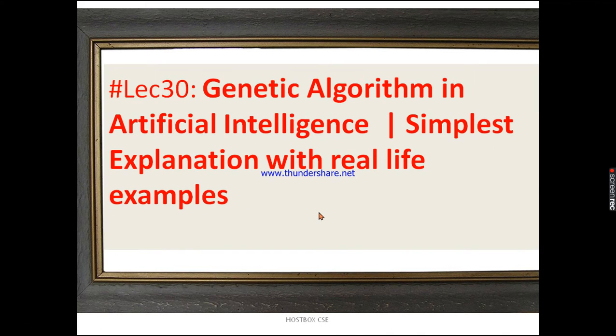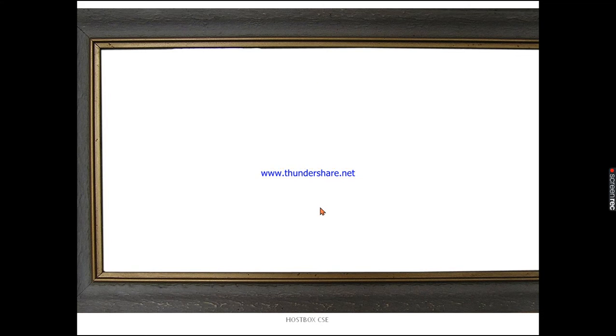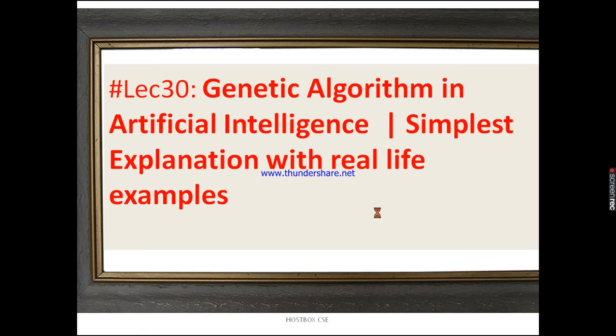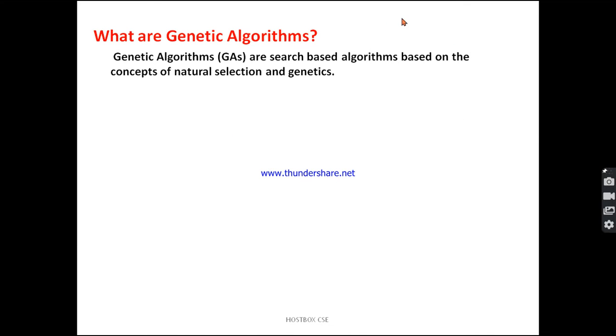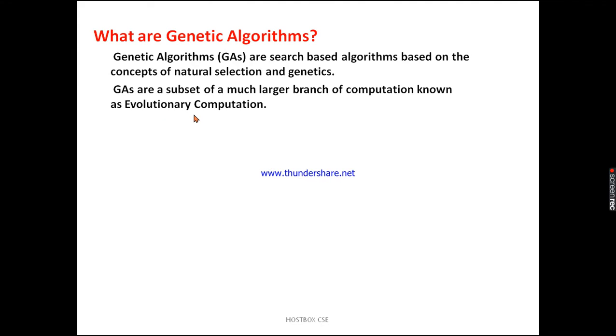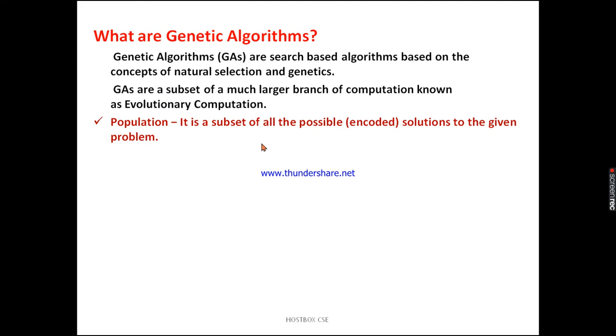Genetic algorithm is one of the very important areas in the field of machine learning. It definitely helps in a lot of applications today, in automobile, robotics and so on. Let's see what genetic algorithms are. Generally, these are search-based algorithms based on the concept of natural selection and genetics. They are also a subset of a larger branch of computation known as evolutionary computation.